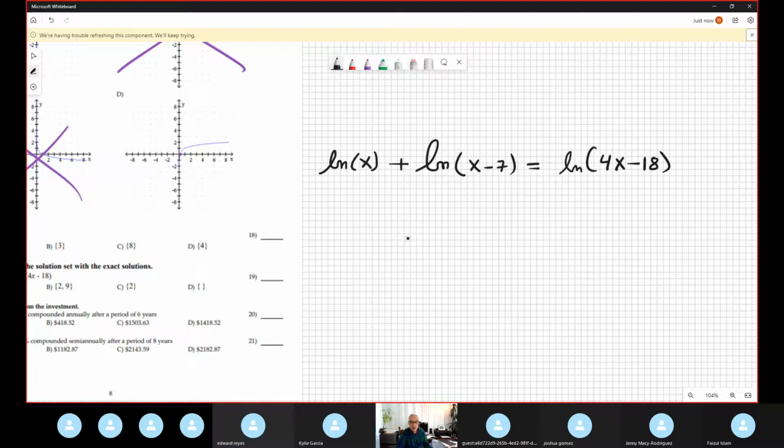Okay, then what should I do? Why don't you apply property number 5? Because it's a plus and multiplication. Logarithm of what? Of x times x minus 7. I put a bracket to indicate the argument of this logarithm that we're condensing into only one. Equal to the logarithm of 4x minus 18.